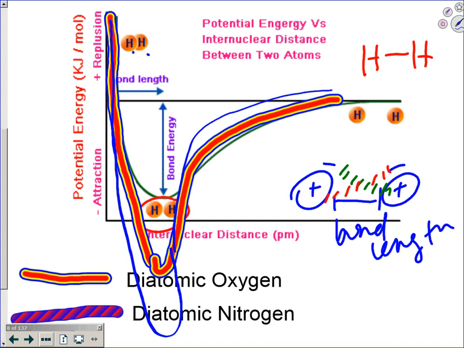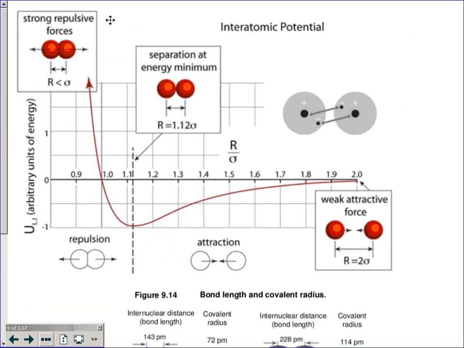So if I give you a graph, and I'm like, okay, line 1, 2, or 3, who has the shortest bond length? 3. Who has the smallest bond energy? 1. Okay.